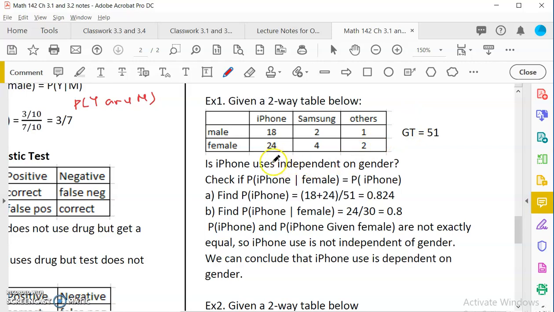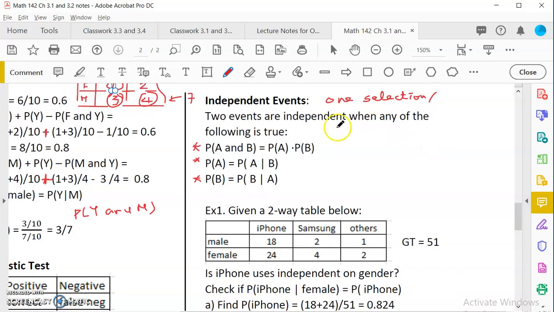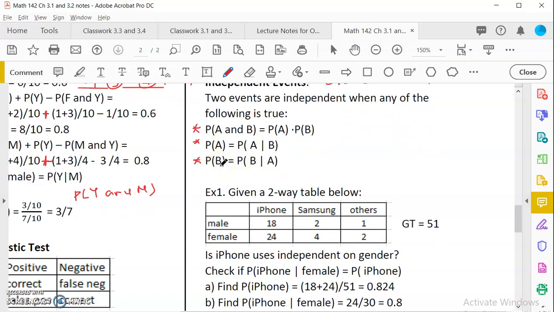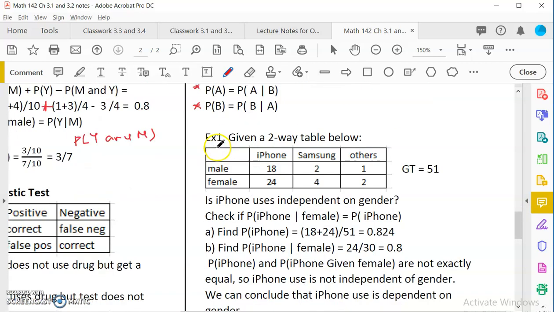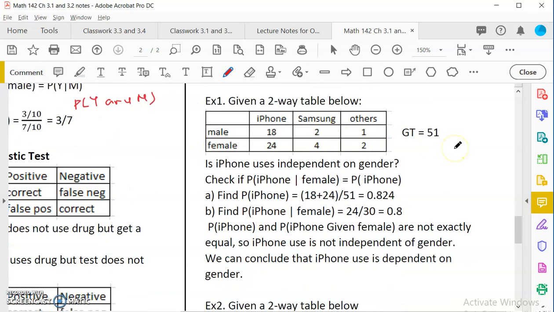So we want to ask, if iPhone use is independent of gender, does gender affect the use of iPhone? The way to check is we can check either one of them, either multiplying or checking using the conditional probability to see if it is the same as not using it. So we would use the conditional probability first.